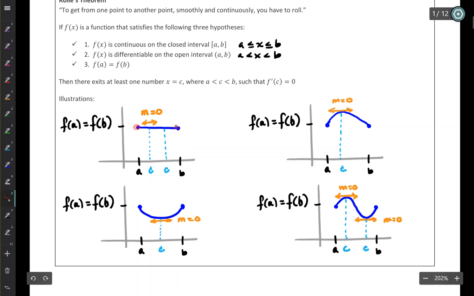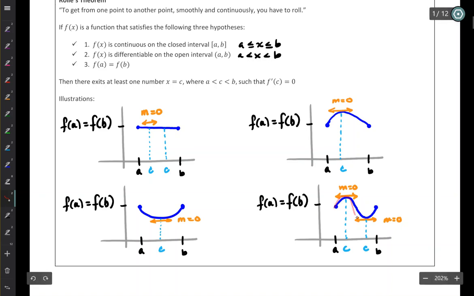To go from one point to another, either you go straight there and the derivative is 0 everywhere between a and b, or maybe you increase, since you got to get down to this point, you're going to eventually have to decrease. So there's at least the one place in the domain where the derivative is 0. If you start off by decreasing, you're going to have to increase eventually. Again, at least that one place where the derivative is 0.